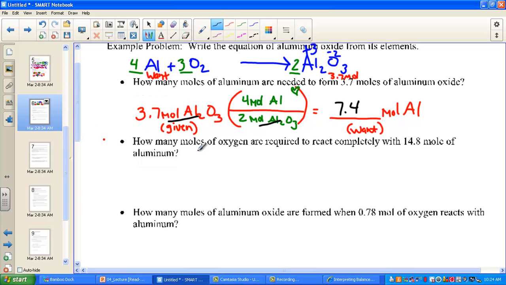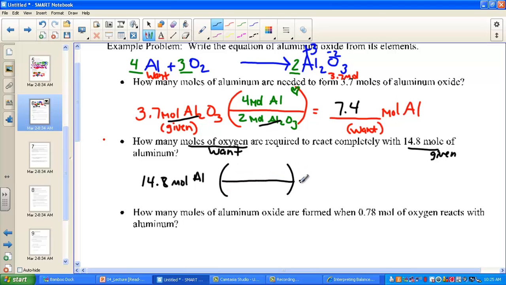Our next one reads, how many moles of oxygen are required? So this is what I want. To react completely with 14.8 moles of aluminum. Here's my given. Given a quantity of aluminum moles, calculate a mole of oxygen. As always, start with writing the given quantity, number, label, unit, 14.8 moles of Al. Here is my given quantity. I want to calculate for oxygen.